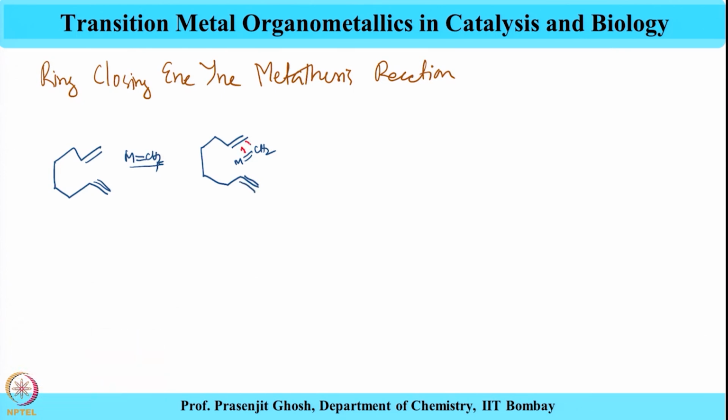This active species would react with the alkene first in the alkene first pathway, giving the metallocyclobutane intermediate, as is shown over here, and then that would also undergo rearrangement, as is shown here, to give the active species like this.